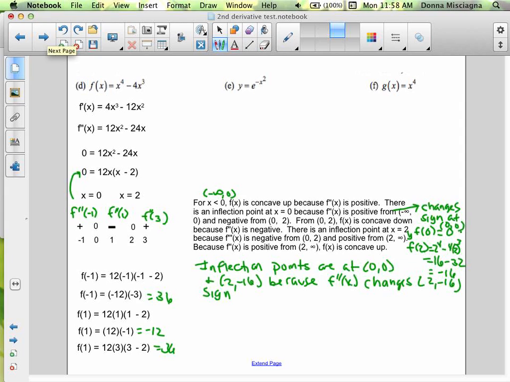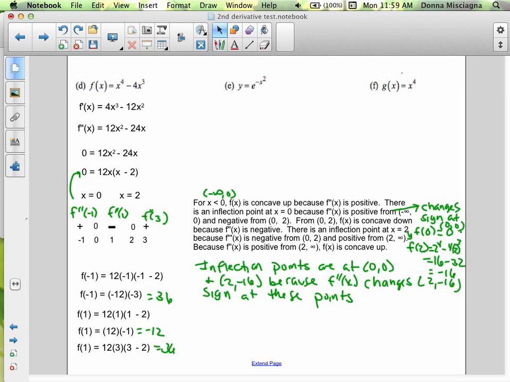To be able to know something is an inflection point, you're looking for it to change signs, right? So the function has inflection points where the second derivative changes sign. So it changes sign at these values, or at these points. So they are the inflection points.